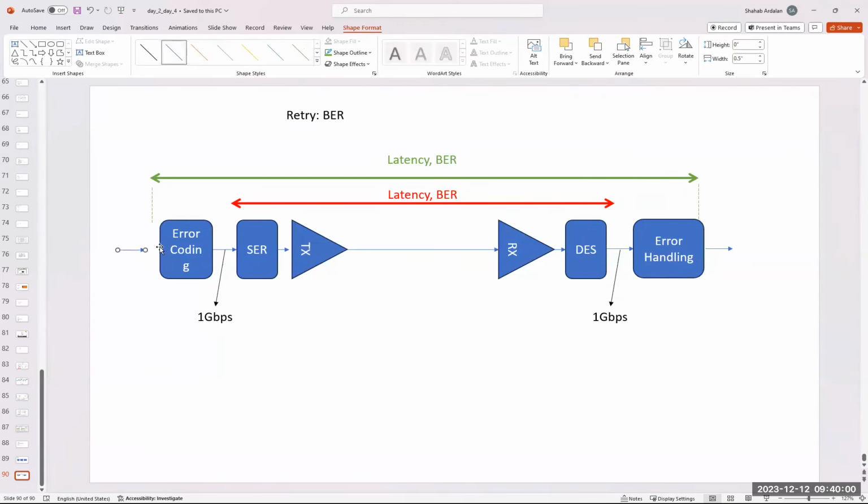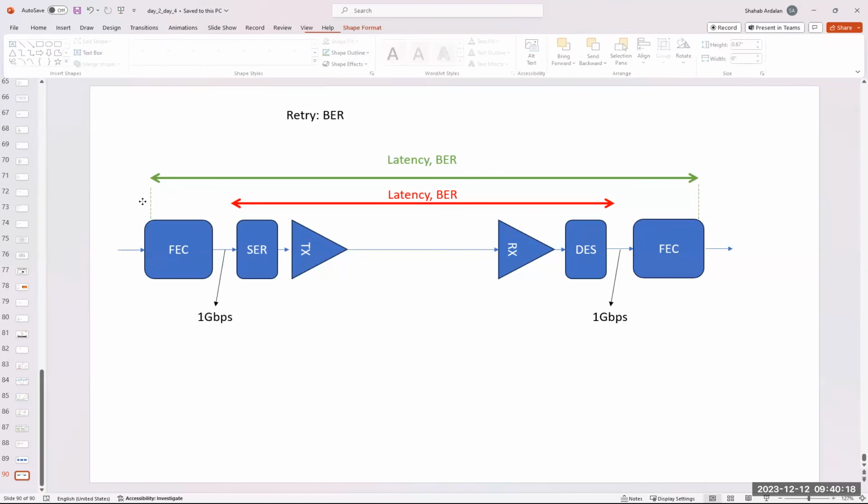Then should we go back to the old fashioned what I had, basically FEC instead of error coding and error handling? Yeah, maybe it's better. So you could just write FEC, CRC, retry. I think we just list them. At least I don't know any other method.